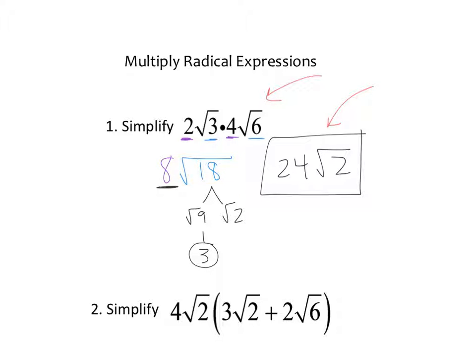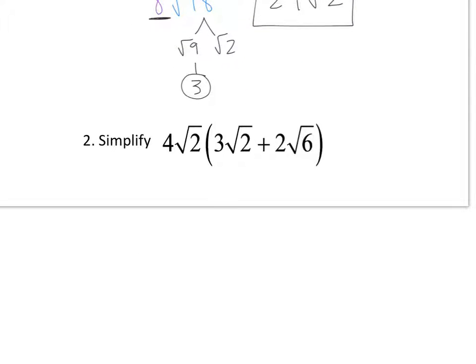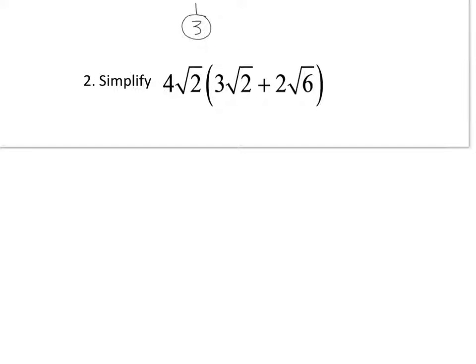Let's look at number 2. I have a little bit more going on here in number 2. I see 4 square roots of 2 times 3 square roots of 2 plus 2 square roots of 6. And now you see a number followed with parentheses and terms inside that parenthesis, so that should remind you to use the distributive property. And let's look at the first set here. 4 square roots of 2 times 3 square roots of 2. Again, I'm allowed to multiply what's outside the radical together, and what's underneath the radical gets multiplied together.